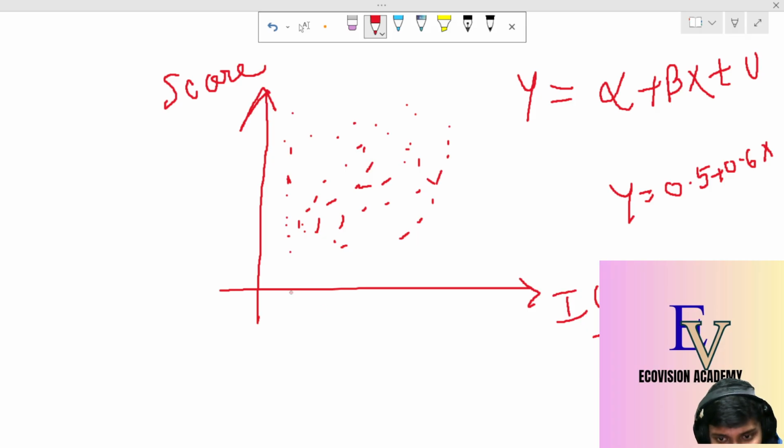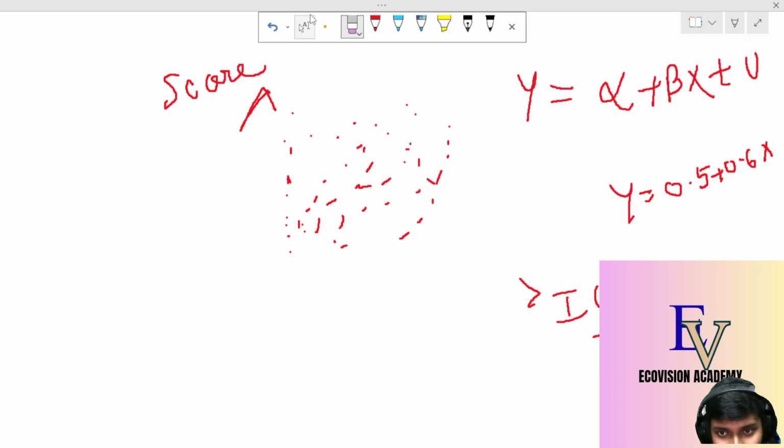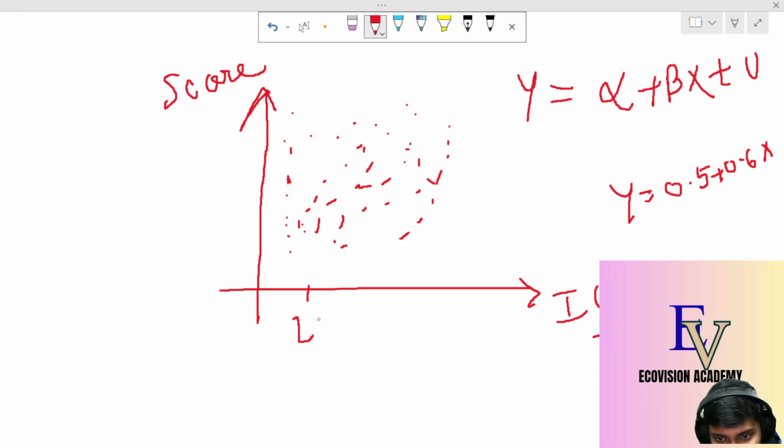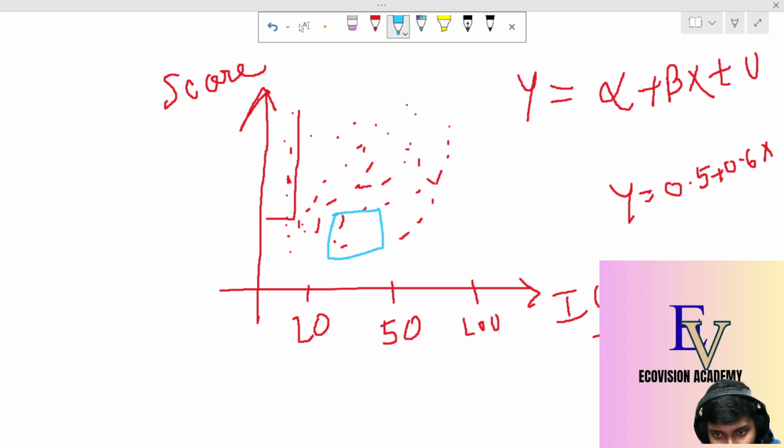Suppose I am dividing the IQ, something like 20, 50, 100. There are some pupils with 20 IQ whose scores are very high. There are some pupils with 50 IQ whose scores are very low, and there are some with 100 IQ whose scores are high as well as average. So how can you determine a regression?